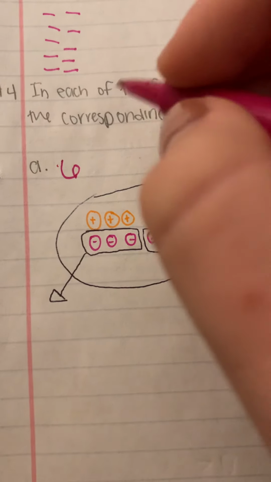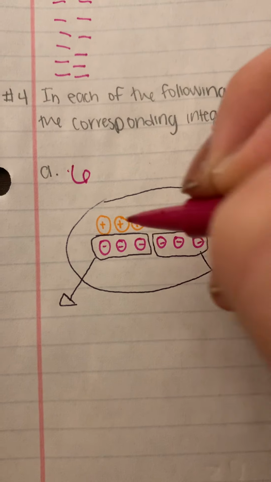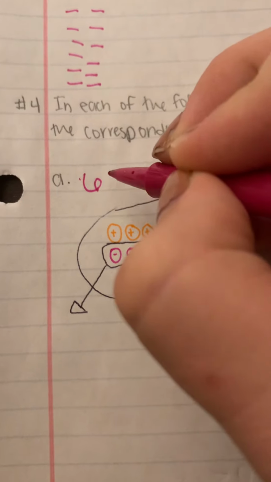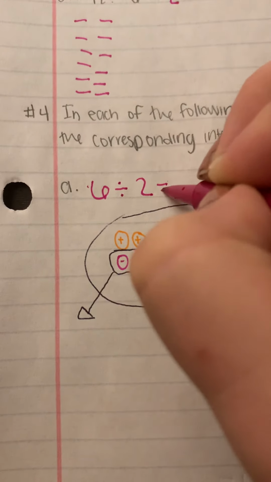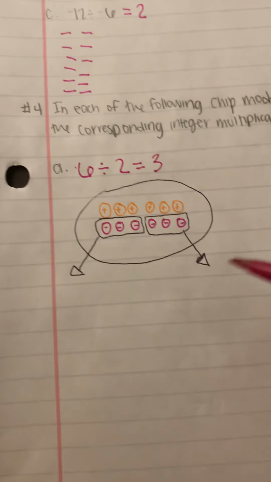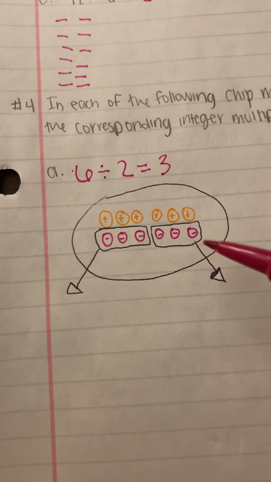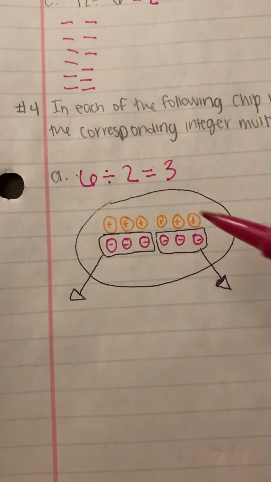6 divided by 2 equals 3. So here we took out these two groups, the negatives, so it just left us two positive groups.